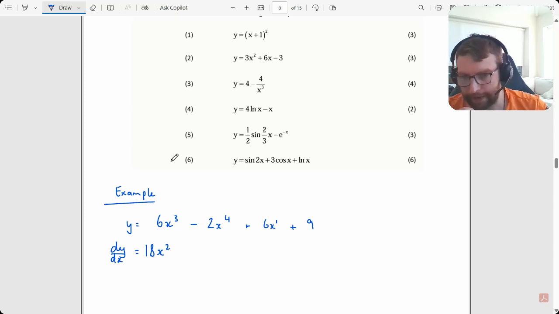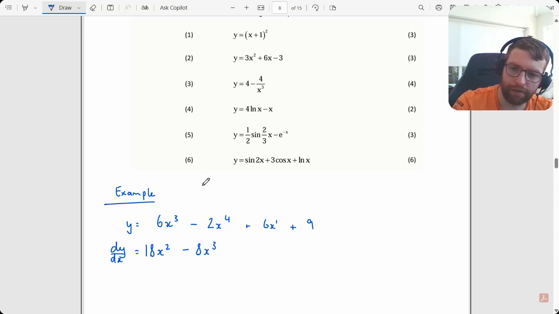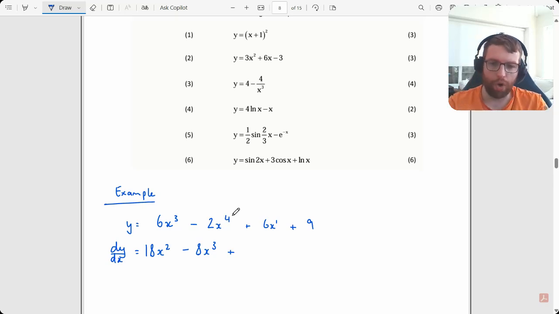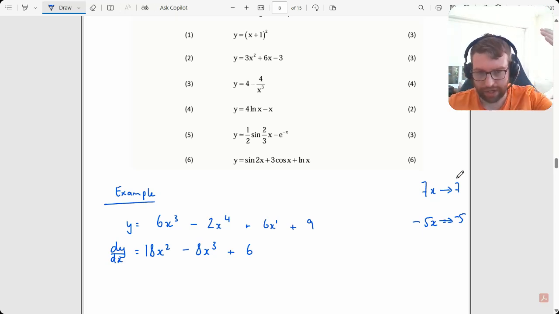And then I'll tell you, we are bringing that 4 down and making it 8, but that negative stays there. Okay, and then we subtract 1 from the power, so 8x cubed. These two are really important cases, a little bit different to what you would expect. So we're timesing by 1, so making it 6. But then when we subtract 1 from the power, we get x to the power 0, which isn't worth writing, so we just write 6. So 7x goes to 7, minus 5x goes to minus 5. Okay, so the x just gets omitted on that one.